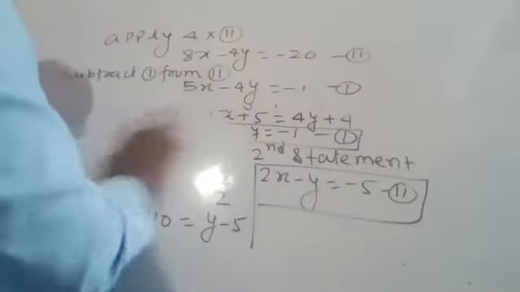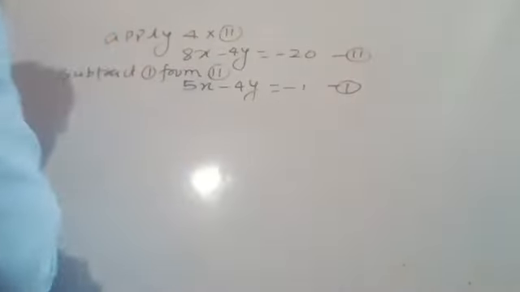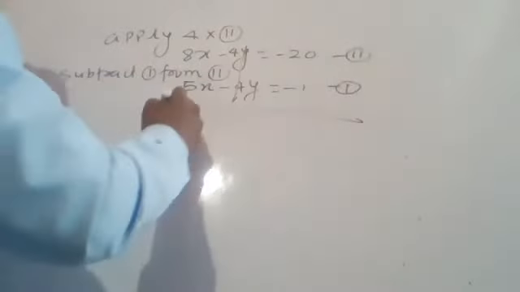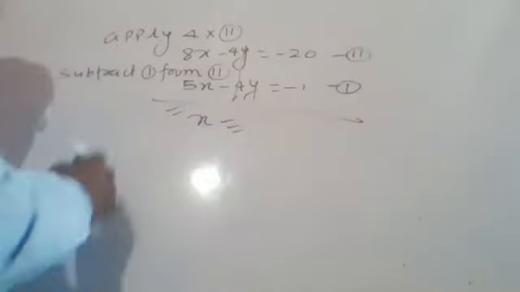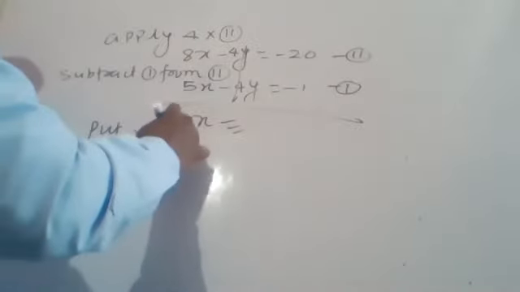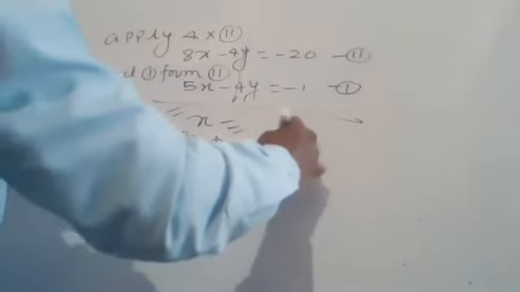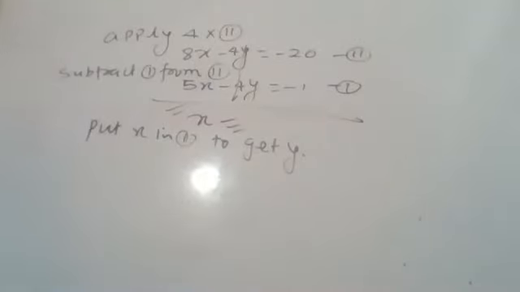And after subtracting, we get the desired answer over here. After subtracting, we get the value of x. Find the value of x and put x in first to get y, everyone. So by this way, we get the solution of this equation. Okay, everyone. So this is important. You can now easily solve this question. Good. Now, one more question is going to be discussed based on it. Just write it down.